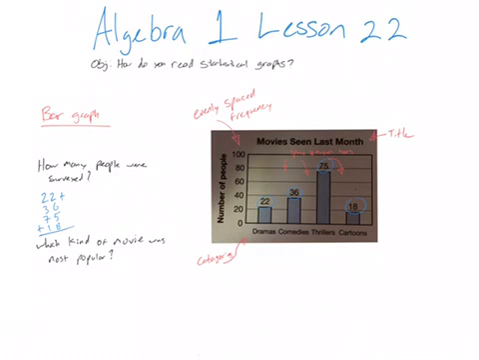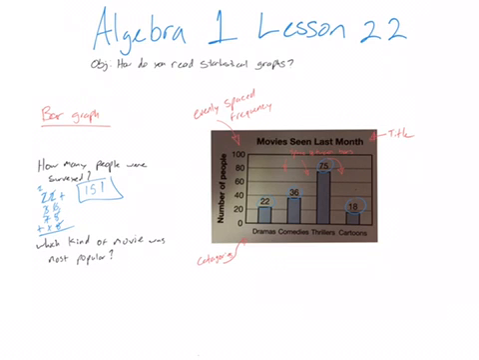So we add those up. This and this is 10. These two are 11. So it's 21. 4. 15. So 151 people were surveyed just by adding those numbers up.